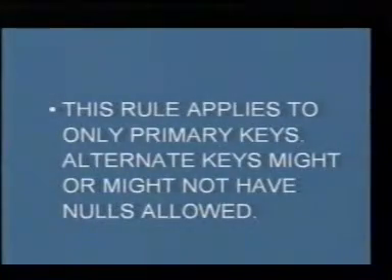This rule applies only to primary keys. Alternate keys might or might not have nulls allowed. If an alternate key allows nulls to enter, that alternate key we cannot use as a primary key. But if we use alternate keys and do not enter null values in them, that alternate key can be used as a primary key in future.